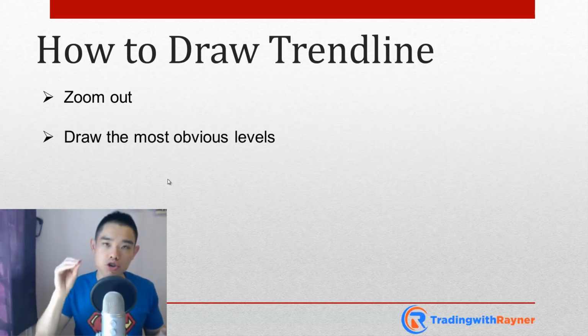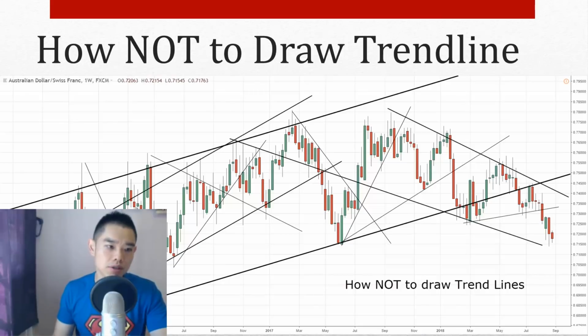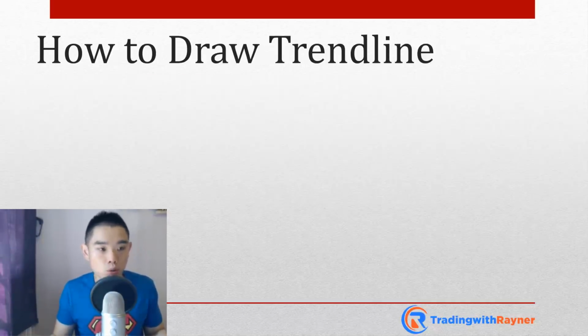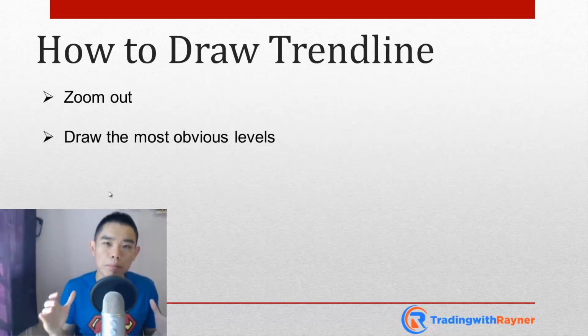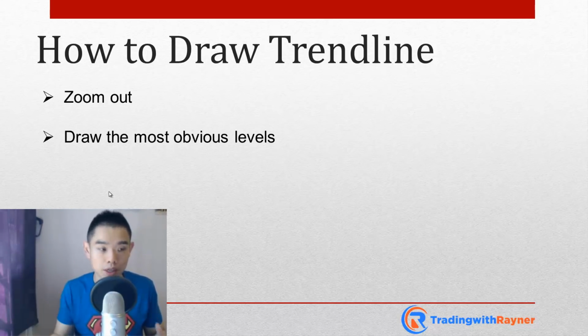Number two, draw the most obvious levels. As you've seen in the earlier example, this person, actually it isn't really a person, I made this up, clearly has a problem because you're drawing all the minor, major, and intermediate levels, and it's analysis paralysis for you. So what you want to do is to draw only the most obvious levels. Don't worry about the fear of missing out on opportunities. There are always more than enough opportunities in the financial market. So stick to the most obvious levels only.